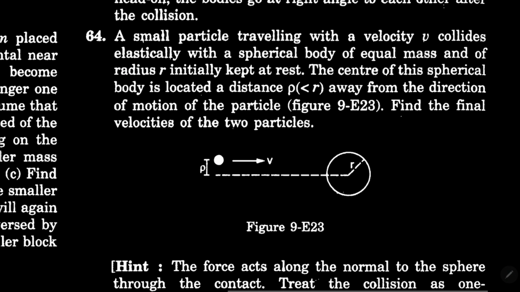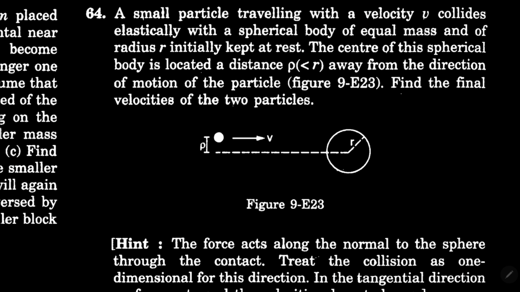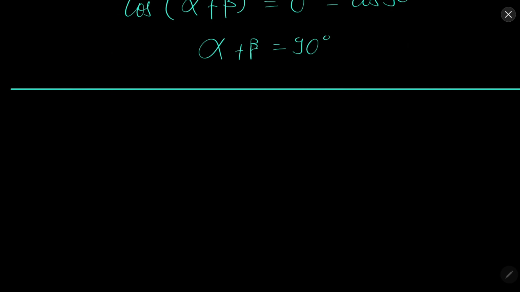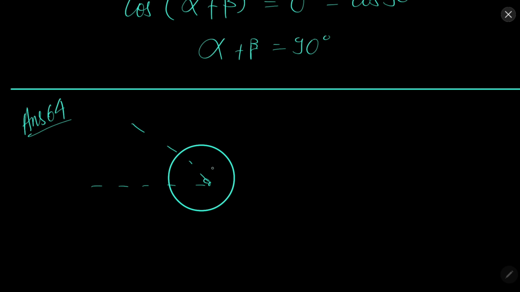In question 64, a small particle is traveling with velocity v, colliding elastically. We need to find the final velocity of the two particles. So this is solution 64. The scenario is something like this. Alpha, this is also alpha. Now v cos alpha, v sin alpha.